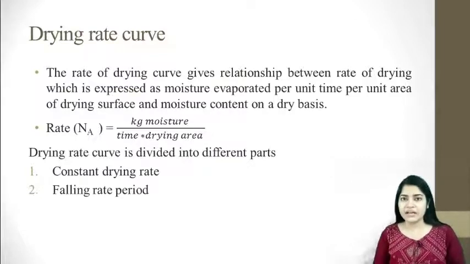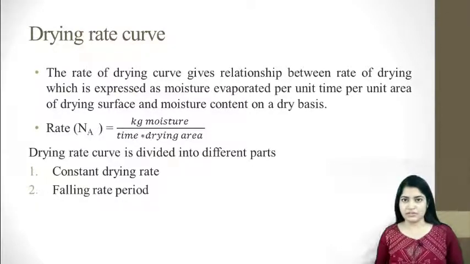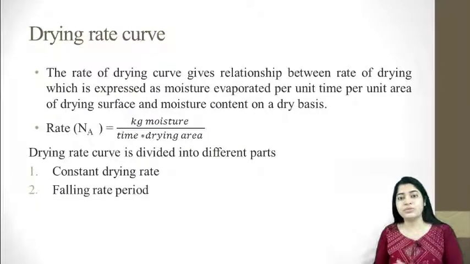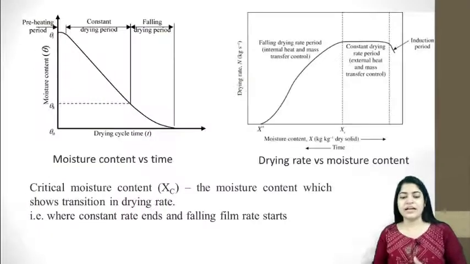So your drying rate curve is the relationship between this drying rate and moisture content on dry basis. Dry basis is important here. It means you will take what? Mass ratio, A by B, that is your dry basis. So this gives you the relationship between drying rate with respect to the moisture content on dry basis. So here you can see that these are the representation of your drying rate.